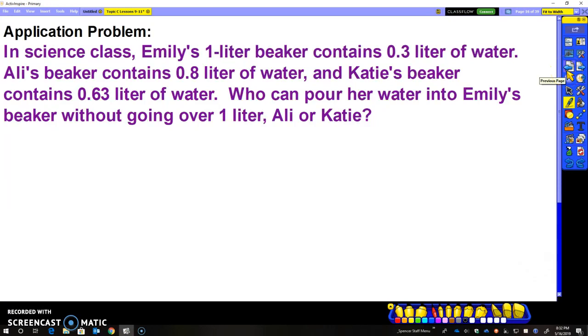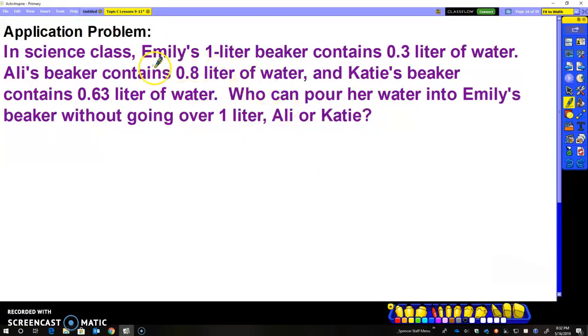We're going to start with our application problem. In science class, Emily's 1 liter beaker contains 3/10 liters of water. Allie's beaker contains 8/10 liters of water, and Katie's beaker contains 63/100 of a liter of water. Who can pour their water into Emily's beaker without going over 1 liter? Allie or Katie? We have to decide here.